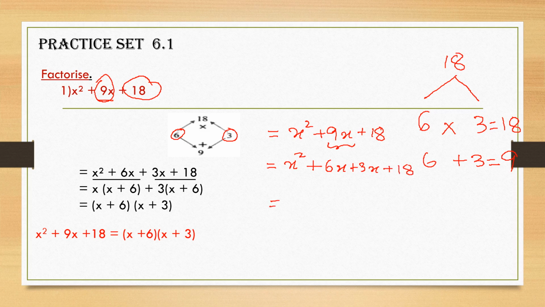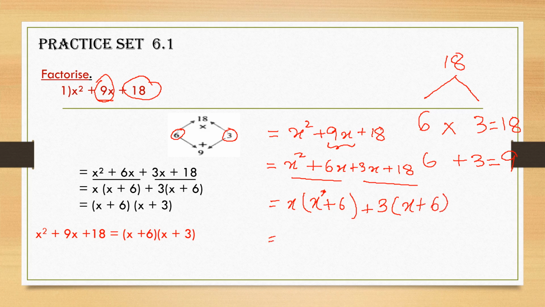After this step, next we have to pair it. So we'll pair the first two terms, and we'll pair the last two terms. Now in the first pair, we can see the term x is common. So we'll keep x outside, and inside the bracket we'll be left with x plus 6. Similarly, in the second pair, the term 3 is common, so we'll take 3 outside the bracket, and inside the bracket we'll be left with x plus 6.